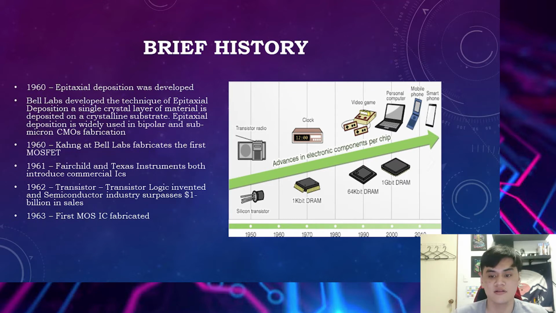Also, Kang at Bell Labs fabricated the first MOSFET. During 1961, Fairchild and Texas Instruments both introduced commercial ICs. For 1962, transistor logic was invented, and the semiconductor industry surpassed $1 billion in sales. For 1963, the first MOS IC was fabricated.